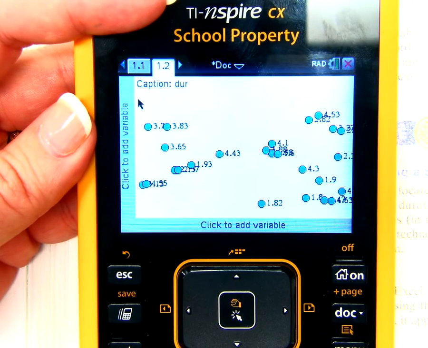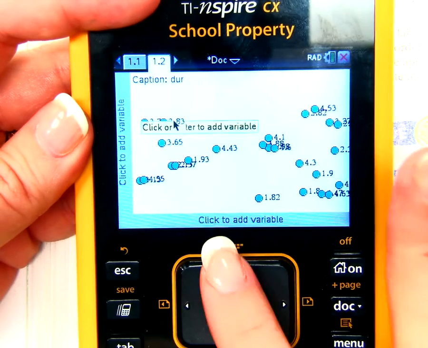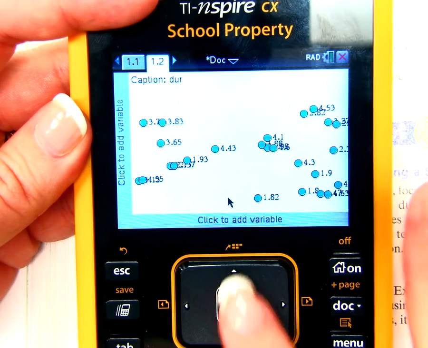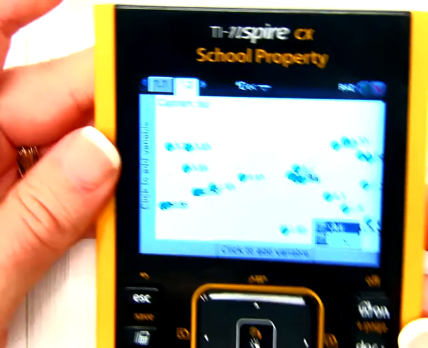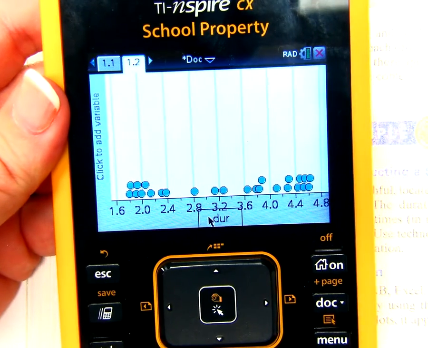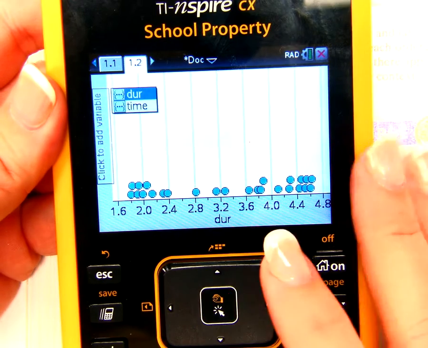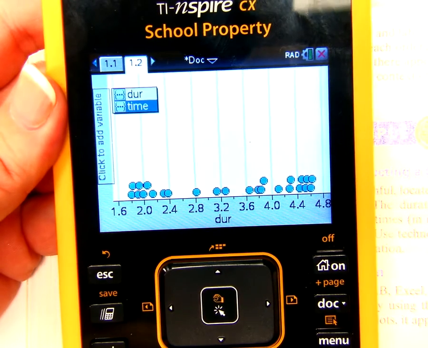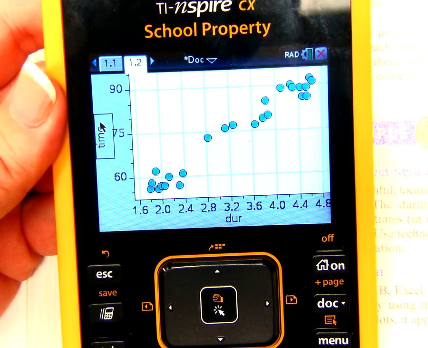Okay? The calculators, for whatever reason, these never look the same. But we have to tell the calculator, no, calculator, this is X. That's the duration. That was the value I used for X. And then it moves all the dots. And then I have to go over here to the Y and click on that and say, no, calculator, that's the time. And then it gives me the graph.